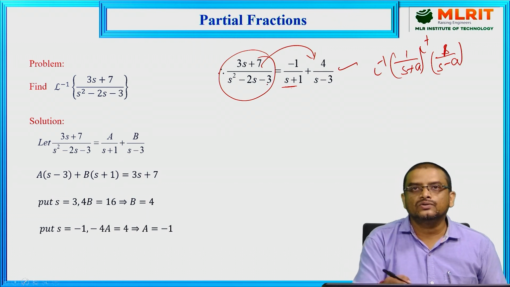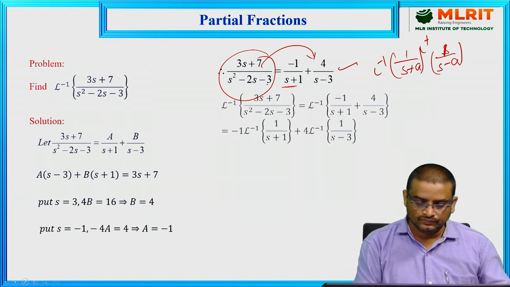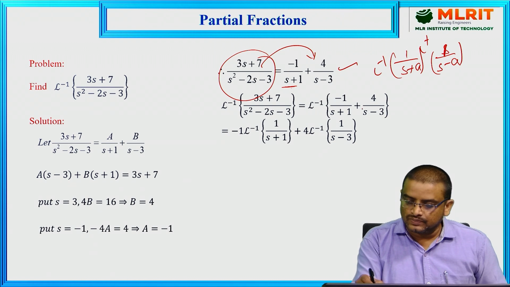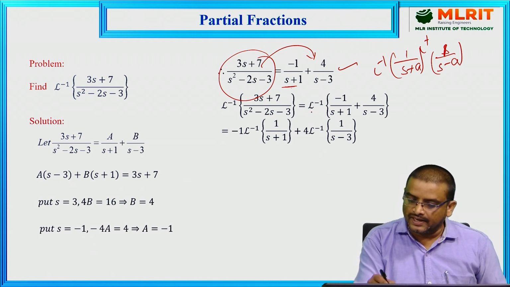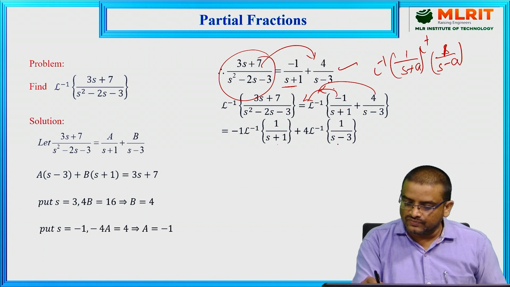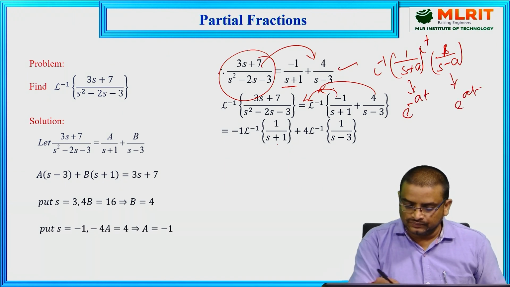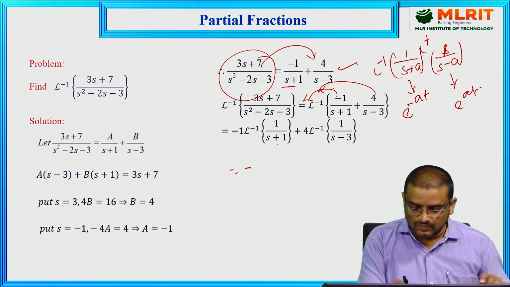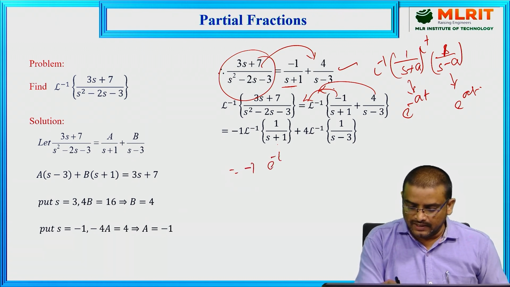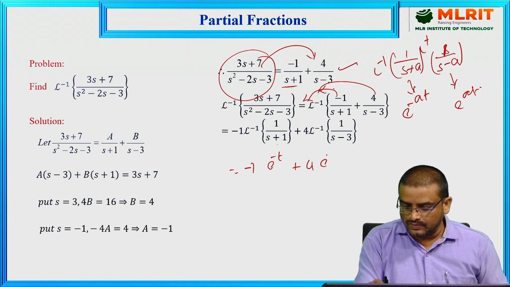Then we are ready to apply L inverse on both sides. So L inverse of this plus L inverse of this, by the linearity property. You take this minus sign outside: minus 1 into L inverse of this, plus 4 is a constant, so we can also take 4 into L inverse of 1 by s minus 3. We have the formula. For this we can take e power minus at, and for this we can take e power at. So this can be written as minus of e power minus t plus 4 into e power 3t.